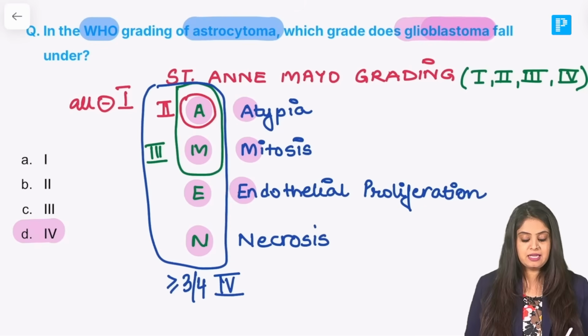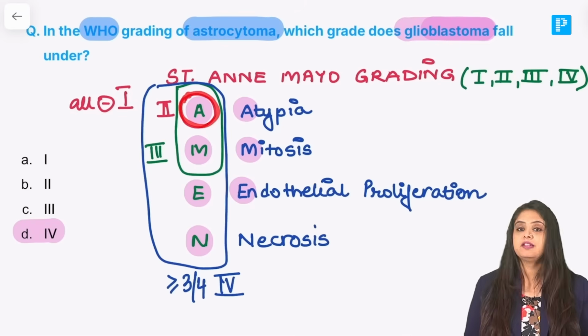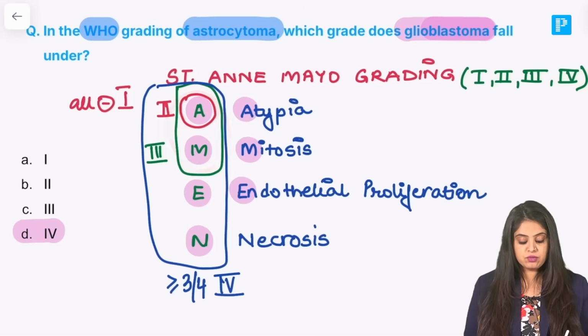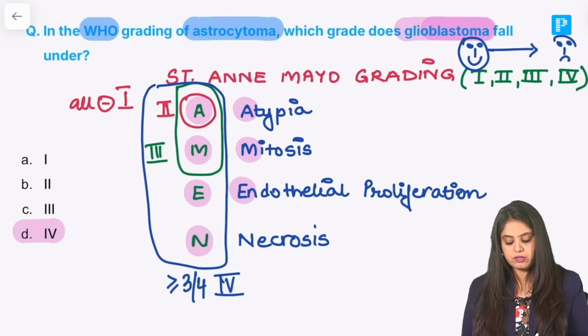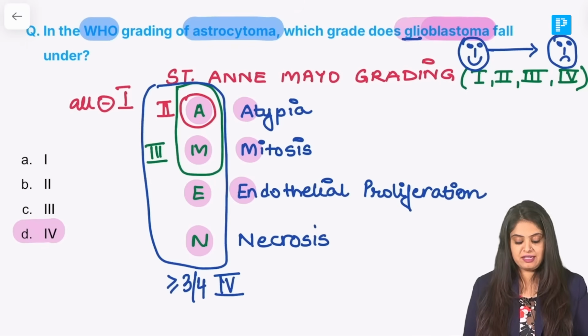Repeating once again, AMEN, these are the 4 parameters I have to look at. When nothing is there, it is grade 1. When only atypia is there, grade 2. When atypia and mitosis is there, it is grade 3. And when out of all of these 4, if at least 3 are also met, it is grade 4, which is common sense that grade 1 will have the best prognosis, and as you will proceed towards grade 4, it is going to have the worst prognosis, and that is glioblastoma.